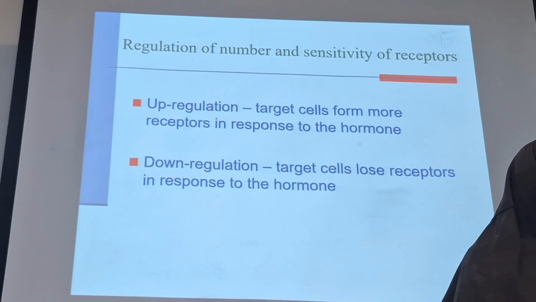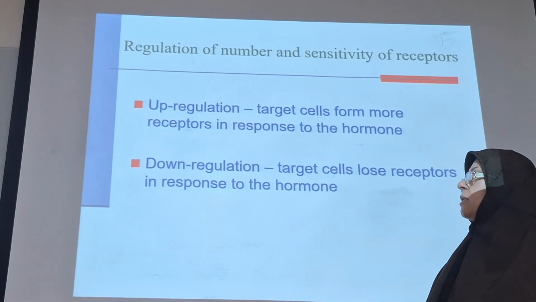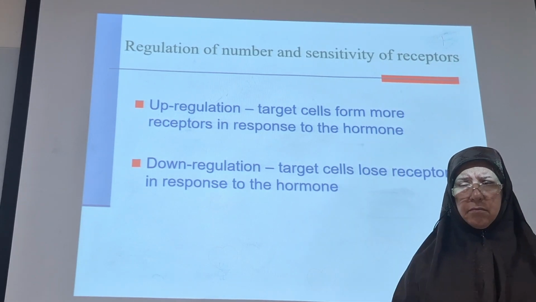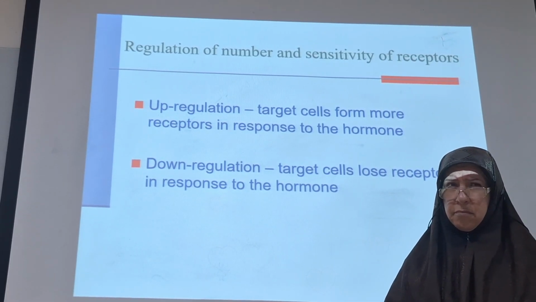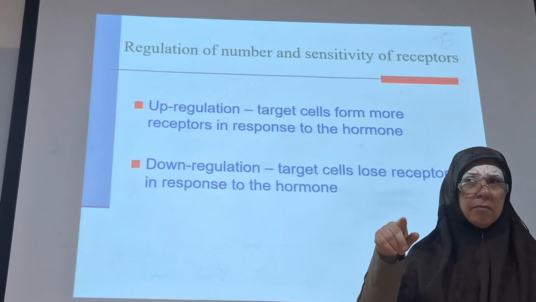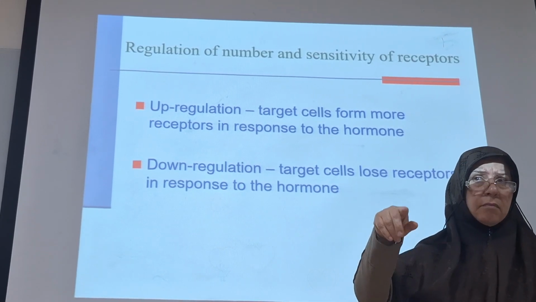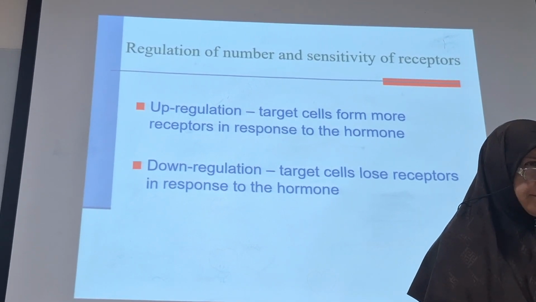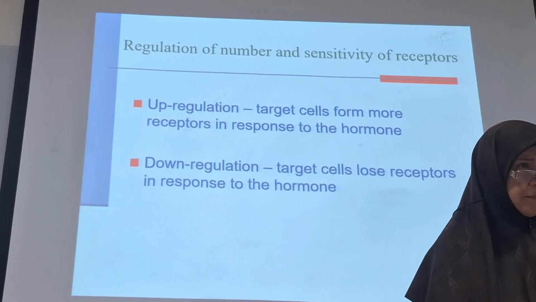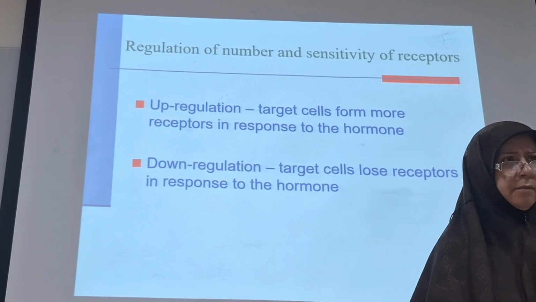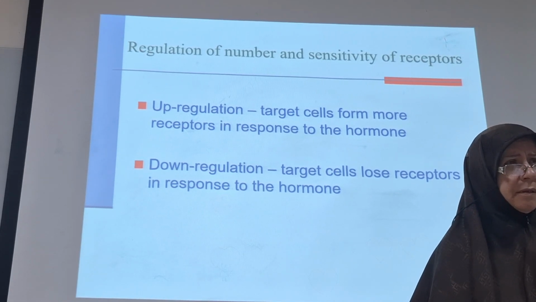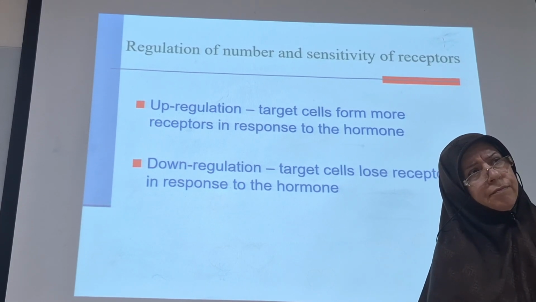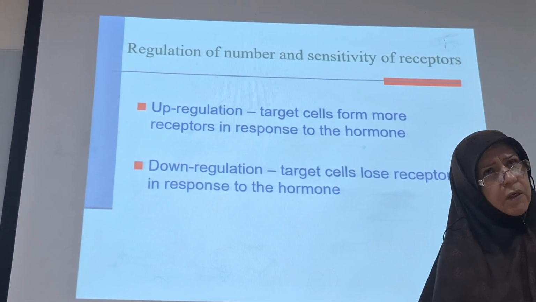We have upregulation and downregulation. You know upregulation and downregulation? The receptors in response to the hormone increase or decrease. Upregulation is basically when the cell becomes more responsive to the hormone, either because it has more receptors or because it becomes more sensitive, so less hormone makes the same effect. Downregulation is the opposite. The cell becomes less receptive or less sensitive to the hormones.